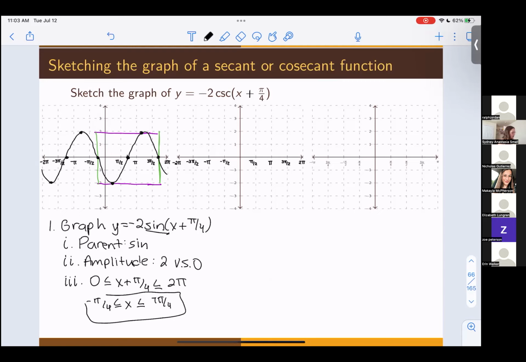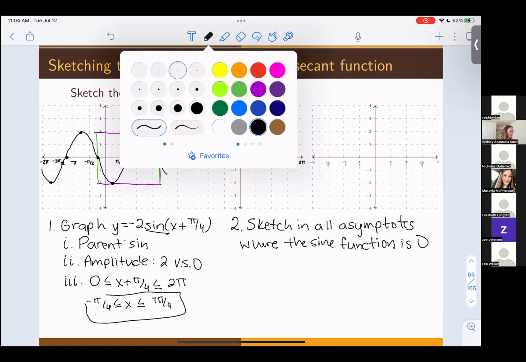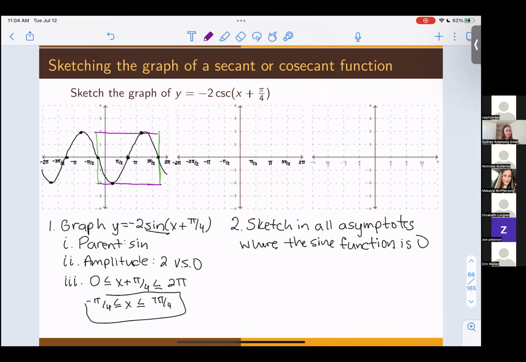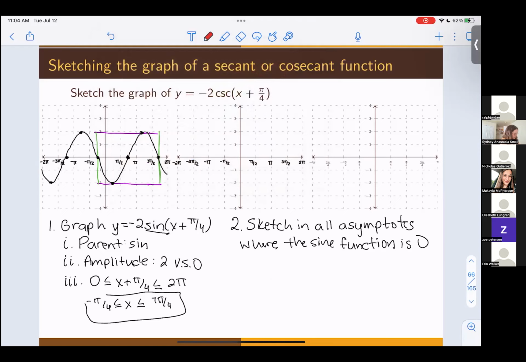Okay, so now we need to focus on step 2, which is where we sketch in all asymptotes where the sine function is 0. Because those are going to be the asymptotes of the graph of the reciprocal function, i.e. the graph of the cosecant. So we are going to have, let me pick a different color. Let's do red.